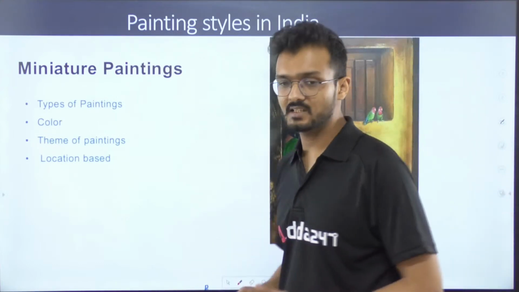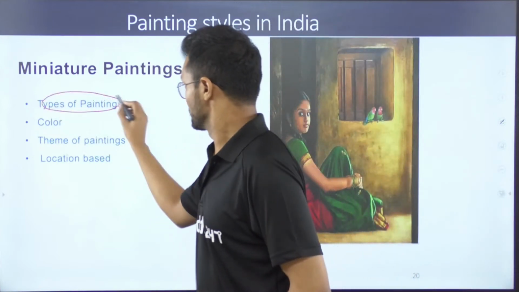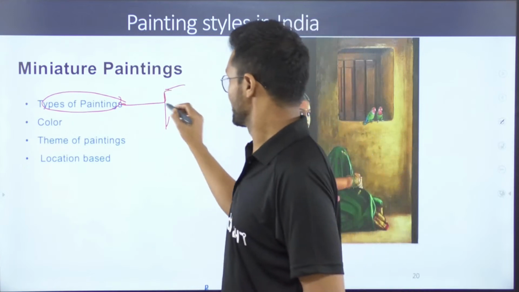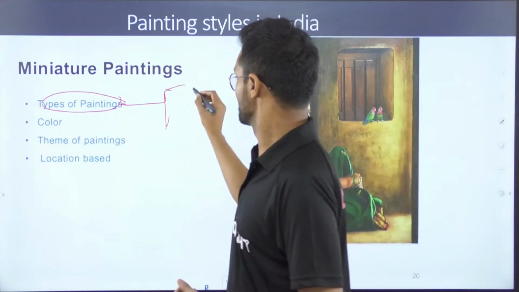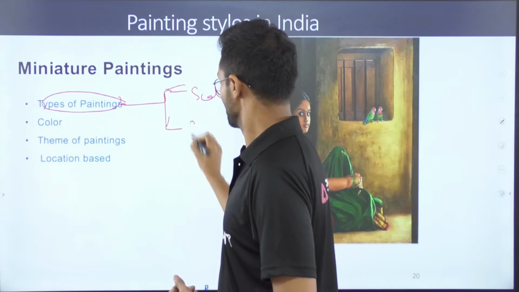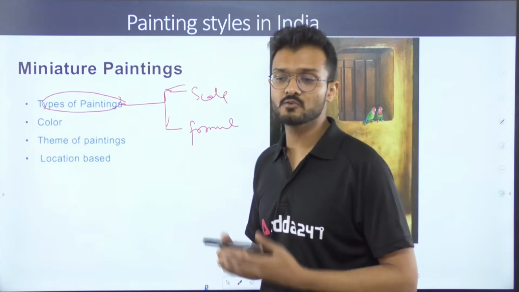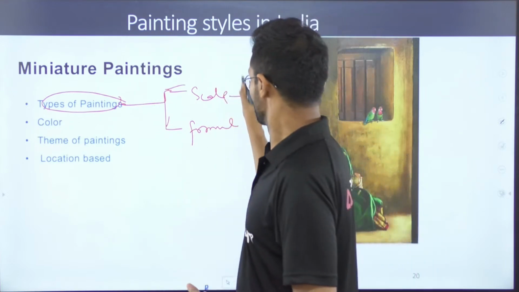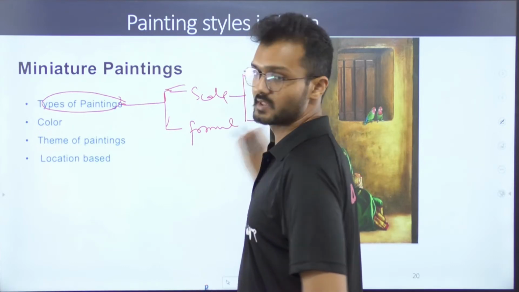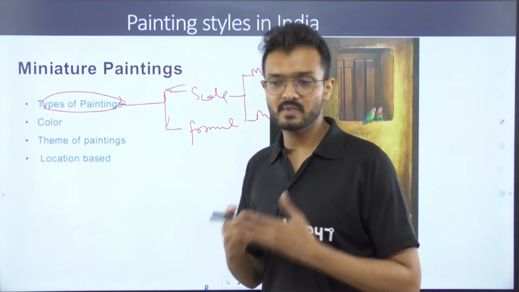In painting styles of India, let's see different types of painting. So there are two types of painting, and these are divided on the basis of scale and on the basis of their formulation. On the basis of scale there are two types of painting. The one is the mural painting and second is the miniature painting.